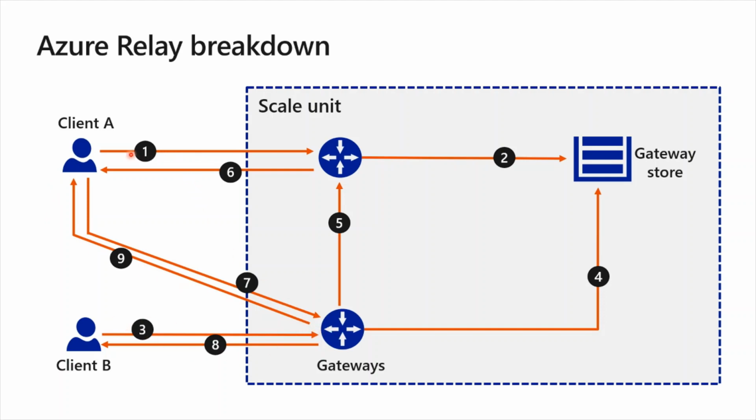Before, to establish this route, they had to contact the gateway store with the Azure Relay, and at the same time client B made the request, and from the gateway store they found out the correct relay, and then the relay made the request, and then they found out the correct route. Clear?